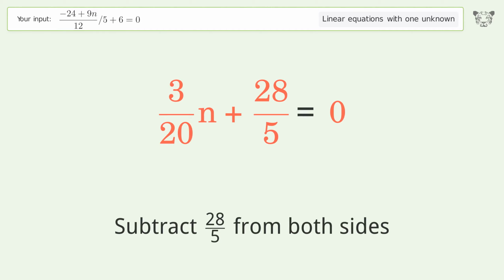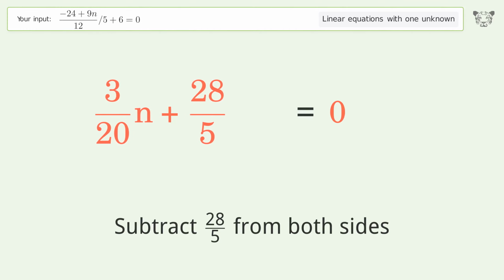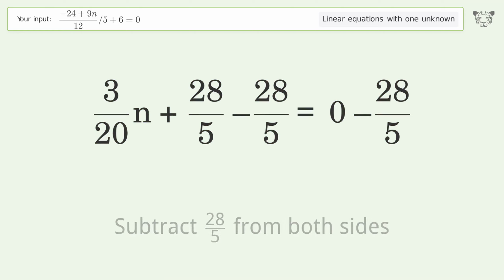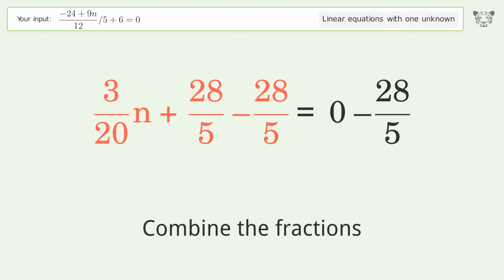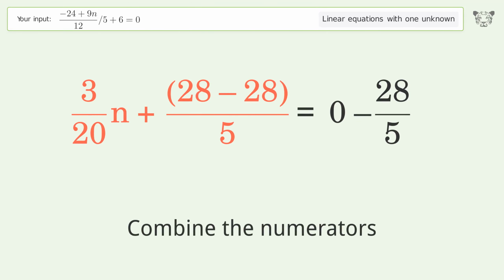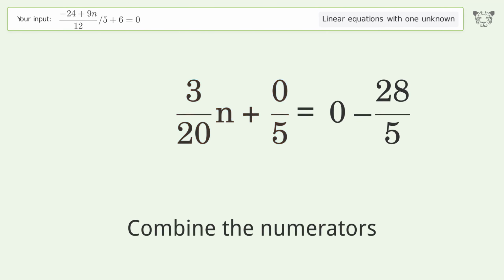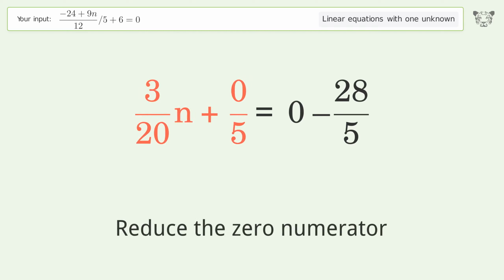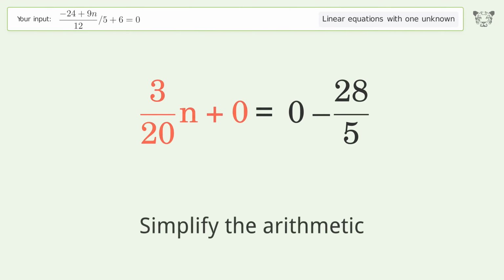Subtract 28/5 from both sides. Combine the fractions. Combine the numerators. Reduce the zero numerator. Simplify the arithmetic.